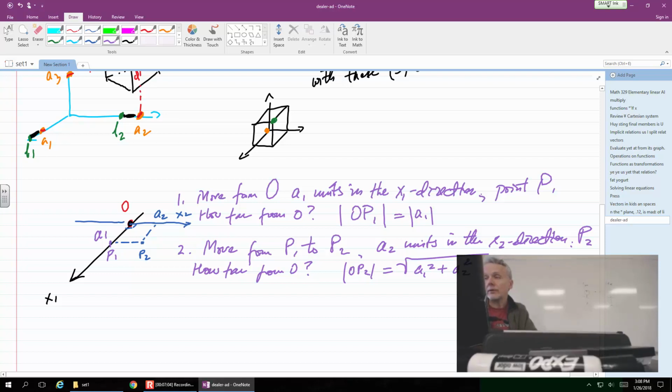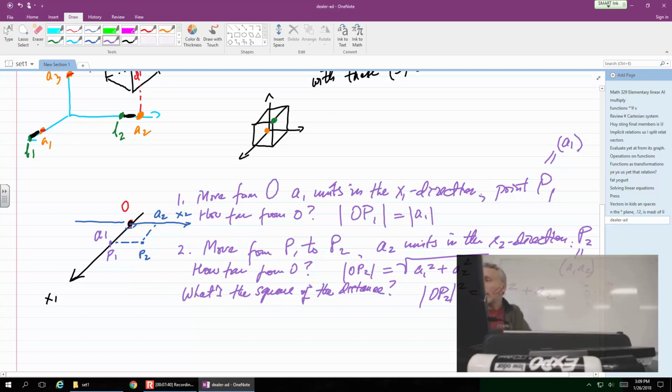Okay, so the question is, planning ahead, there's a better question to ask than how far are we from 0, but rather what is the square of the distance? Why? Because we're going to reuse this information. OP2 squared is equal to A1 squared plus A2 squared, where P2 has coordinates A1, A2. So P1 had one coordinate A1, and now P2 has two coordinates, and we know the square of its distance to the origin.